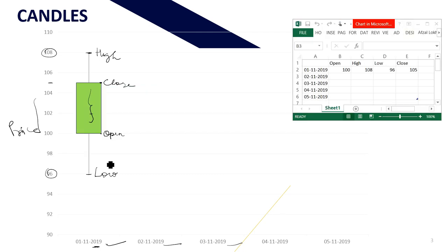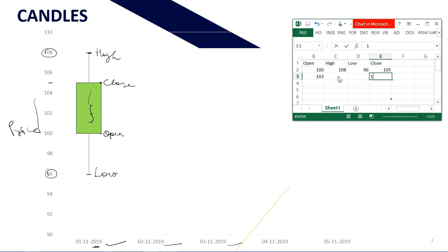Now let's take another day, that is 2nd of November. Let us put the data in. Let us say the price opened at 103 and closed at 100. Now the candle will be a red candle as the price closed lower than it had opened.